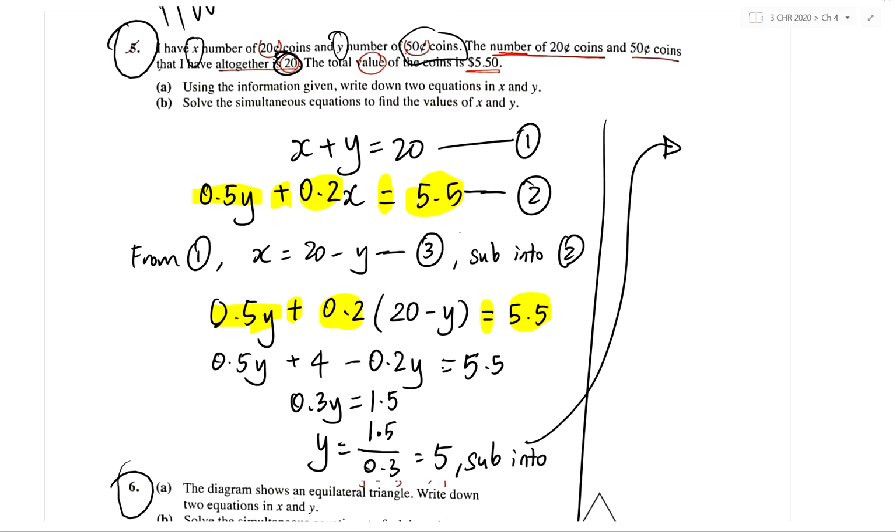Because in equation 3, x is already the subject, you don't need to do any more extra calculation. Sub into equation number 3. Alright, so we have x. This is my equation number 3. X is now equal to 20 minus 5, which results in 15. Done. Do you have the correct answer?